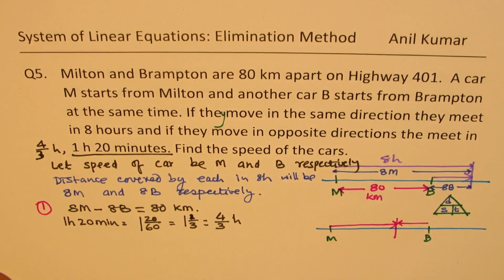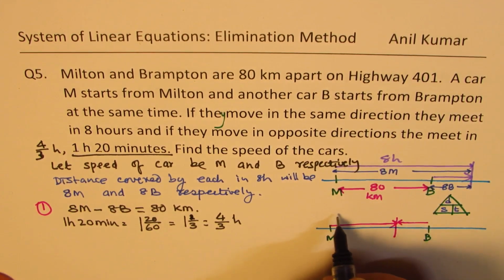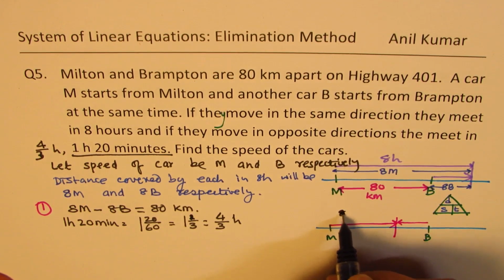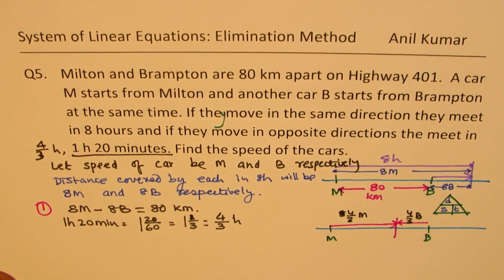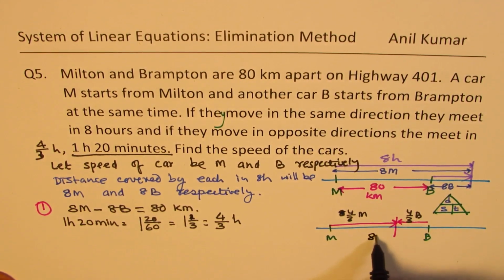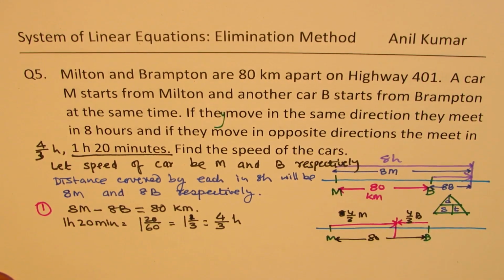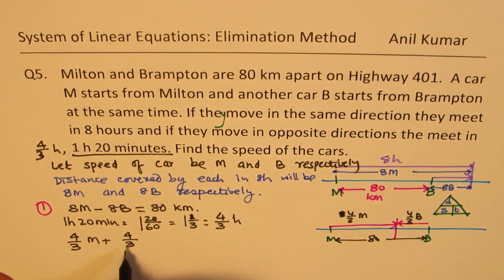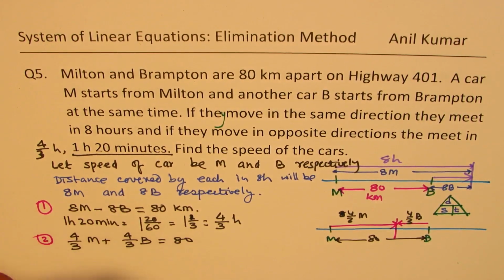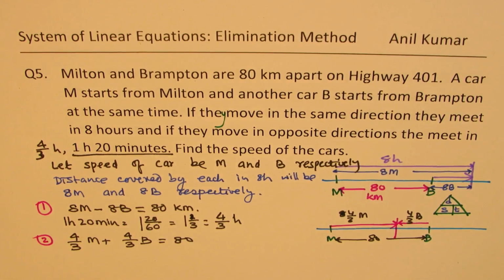So the distance covered is how much in this time? It will be, this distance is 4 over 3 of m, and this is 4 over 3 of b, right? That is the distance covered. Sum of this distance is 80, because the total is 80, right? So we get 4 over 3m plus 4 over 3b equals 80. So we get our second equation. Is that clear to you? Right? 4 over 3m plus 4 over 3b equals 80.